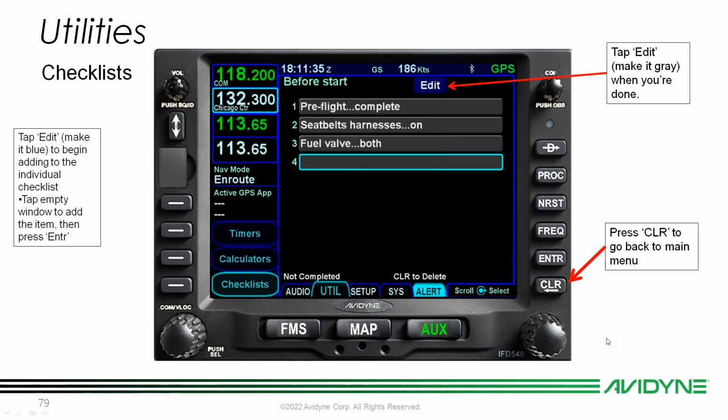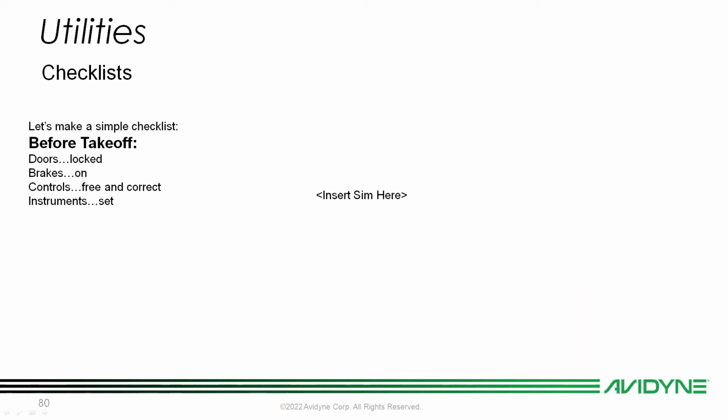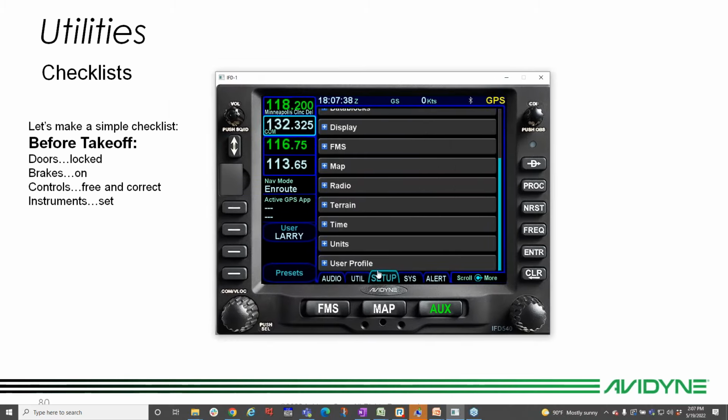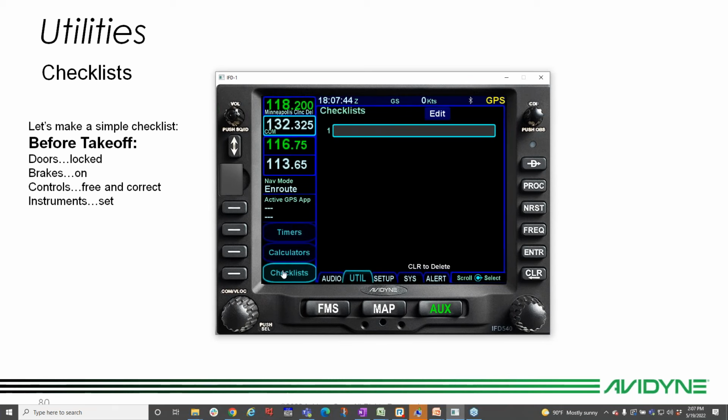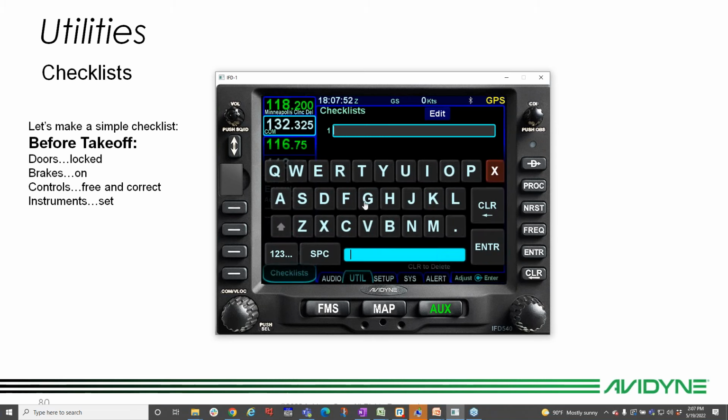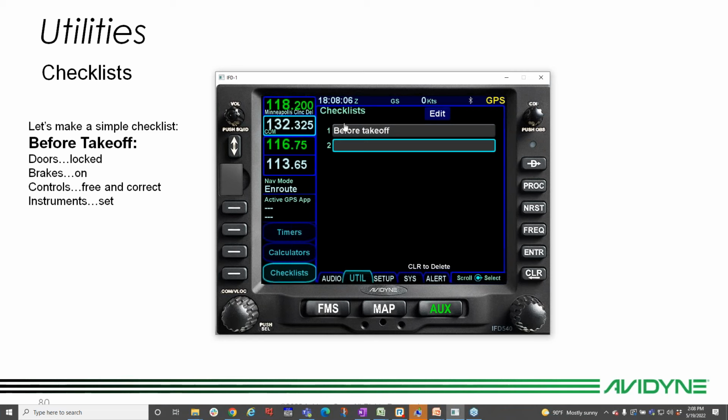So one of the things that I do want to do is build a checklist with you all. And we're going to make a really simple one. We're going to do a before takeoff checklist with just a couple of items. So what I'm going to do is drag this guy in here, and we're going to go utilities, checklist. So we're already here in checklist, and it's already in blue. So this is the main page. All I'm going to do is tap on the screen to bring up my on-screen keyboard, and I want a before takeoff checklist. So I'm going to go before, space, takeoff, TAKEOFF, and I hit enter. Okay. So now I have created my checklist.